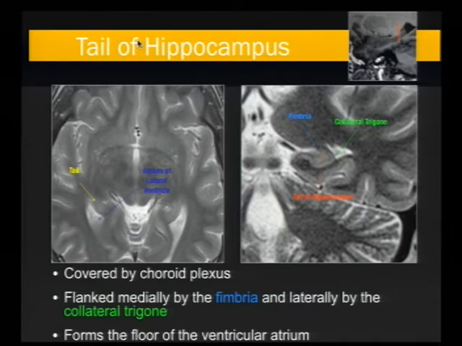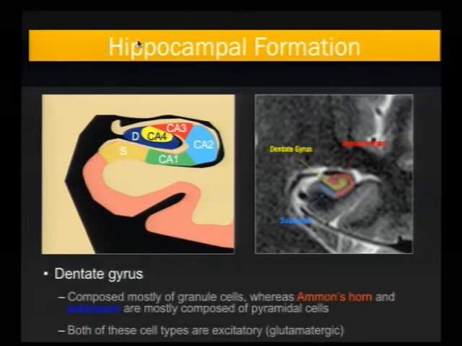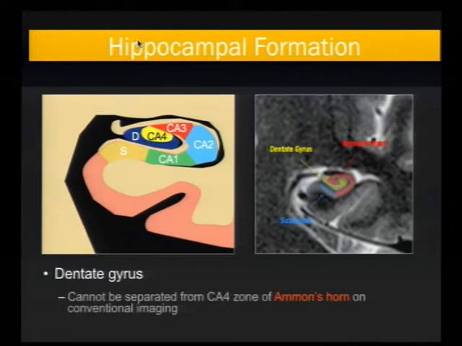In cases of mesial temporal sclerosis, we look at the signal intensity of this hippocampus. We look at the size of this collateral trigone. We look at the size of the collateral white matter and other features. So in the hippocampal formation, we have the dentate gyrus, then the Ammon's horns, which are continuous as the subiculum. The dentate gyrus is composed of granule cells, while the subiculum and Ammon's horn are composed of pyramidal cells. Both are excitatory neurotransmitters. The dentate gyrus cannot be separated from the CA4 region of the Ammon's horn. On imaging, you can't differentiate these 2 regions.